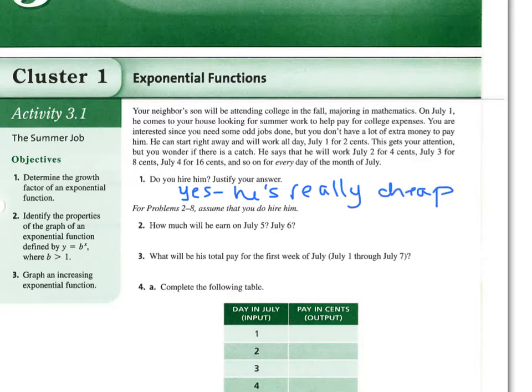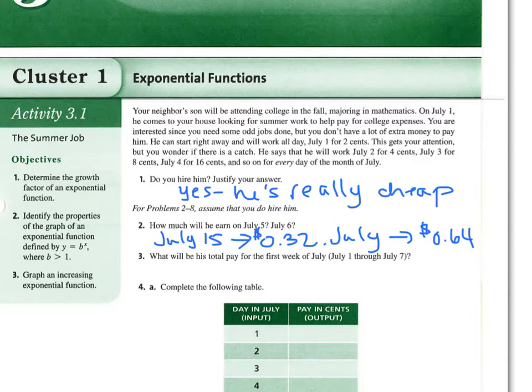Okay, so let's actually look at what happens to this. We're going to look at that chart in a second. So they gave us the first 4 days in that situation, in that paragraph up top on what he's going to make. So now they're asking us, what's he going to make the next couple days? So on July 5th, he's going to make, I'm just going to use an arrow rather than just an equal sign, 32 cents. And then on July 6th, he's going to double that again. So he's going to make then 64 cents.